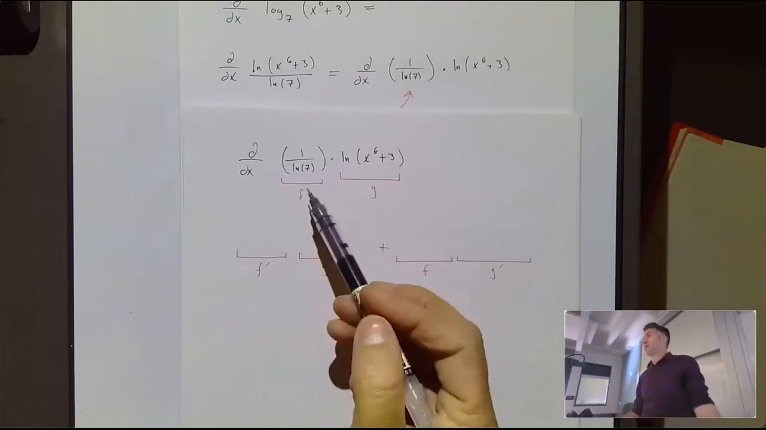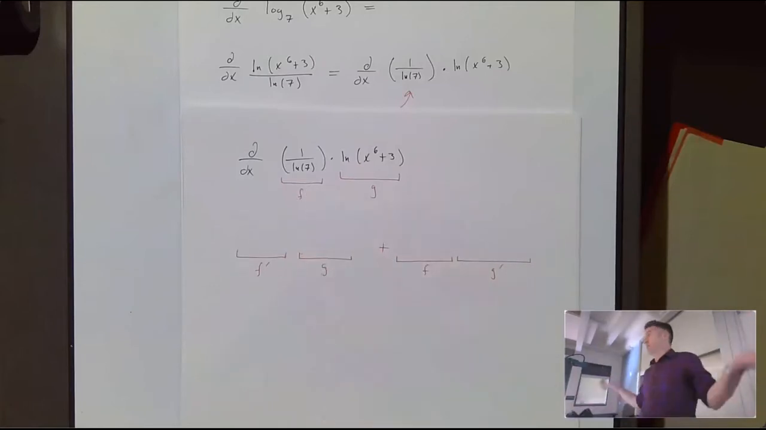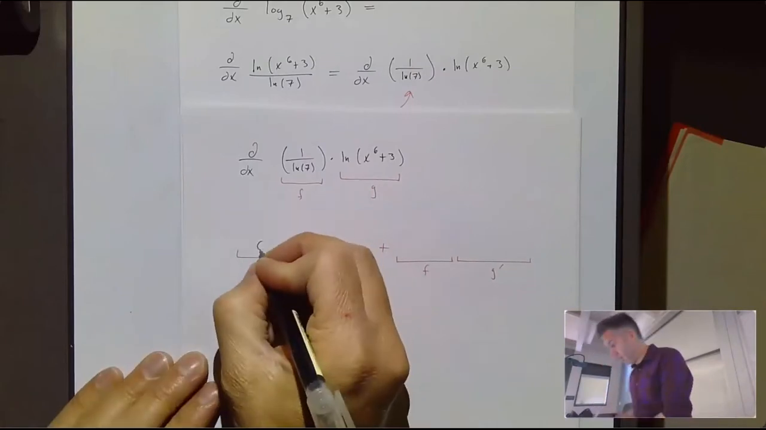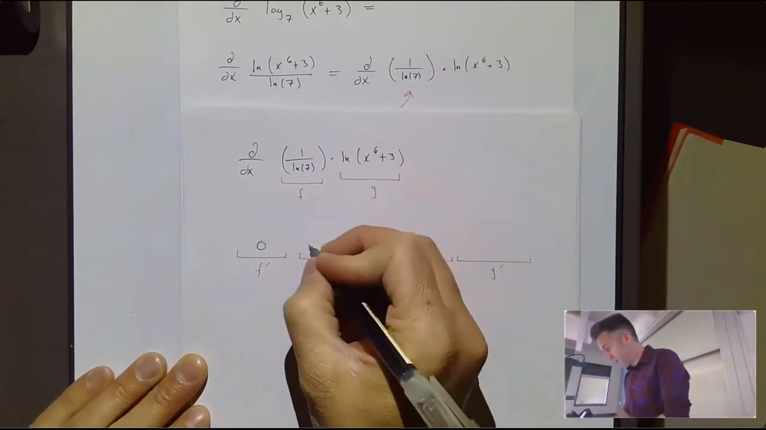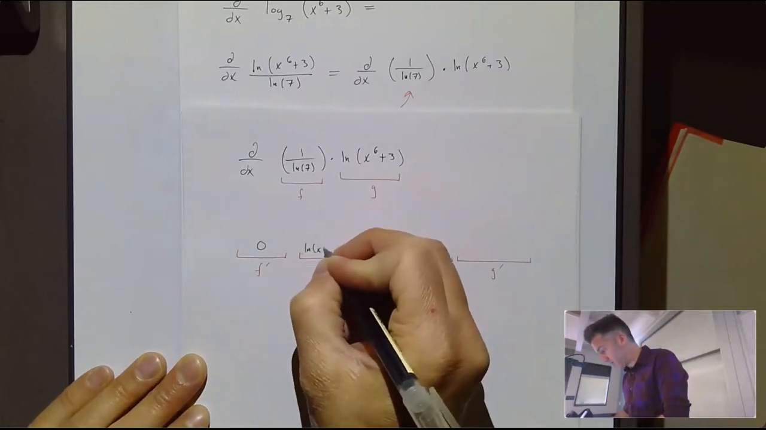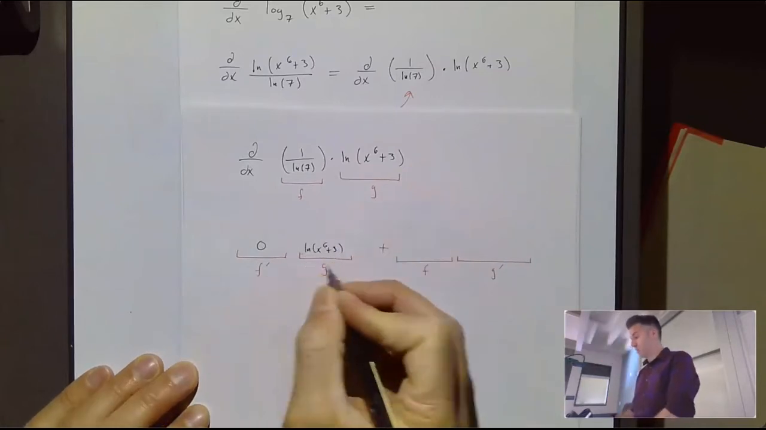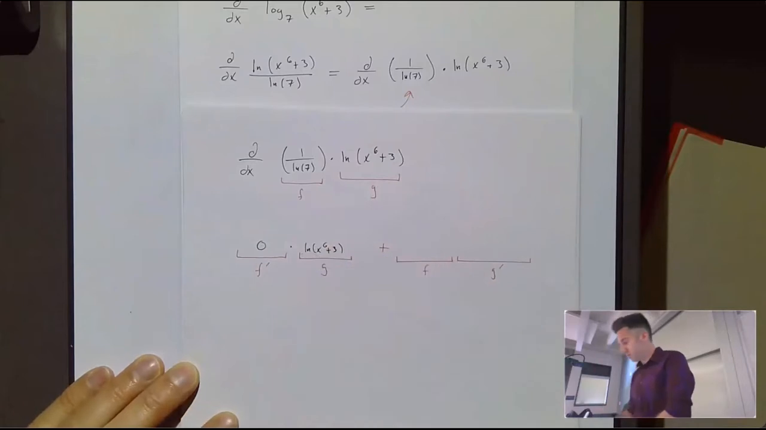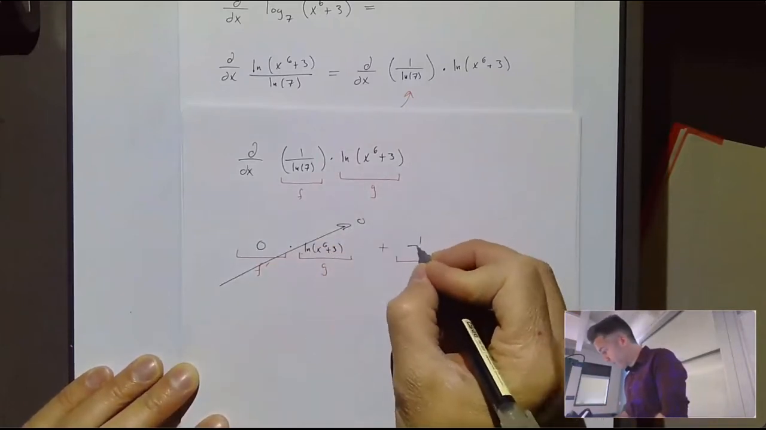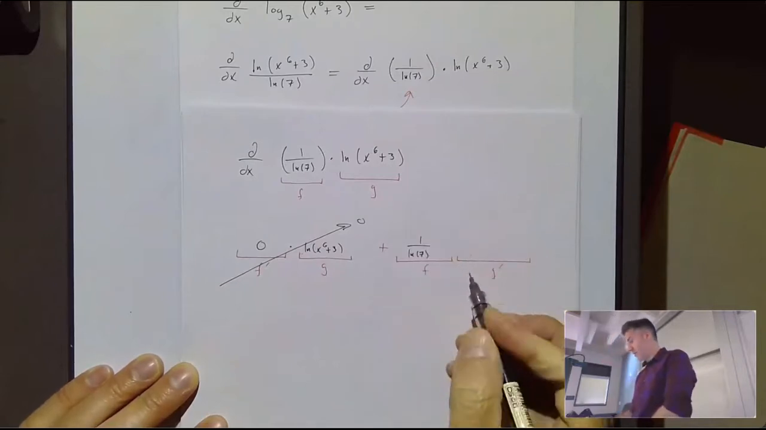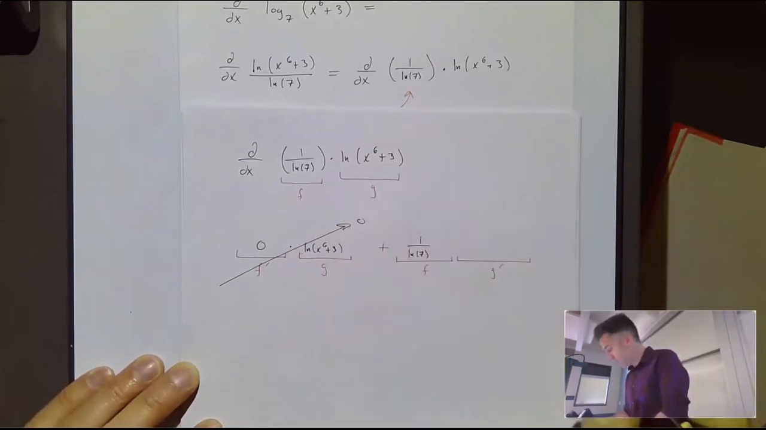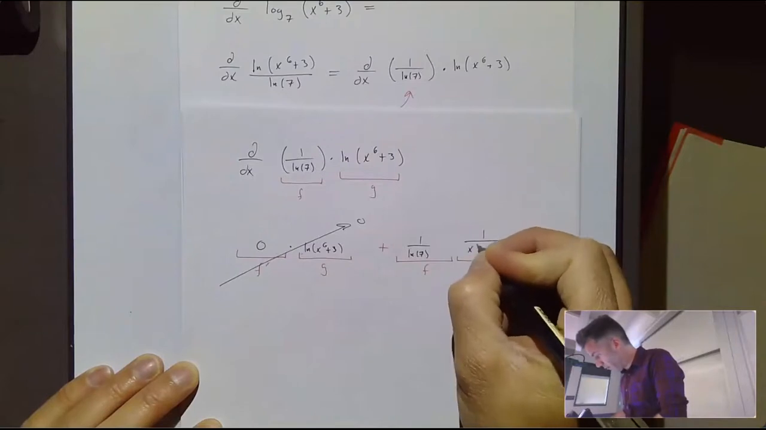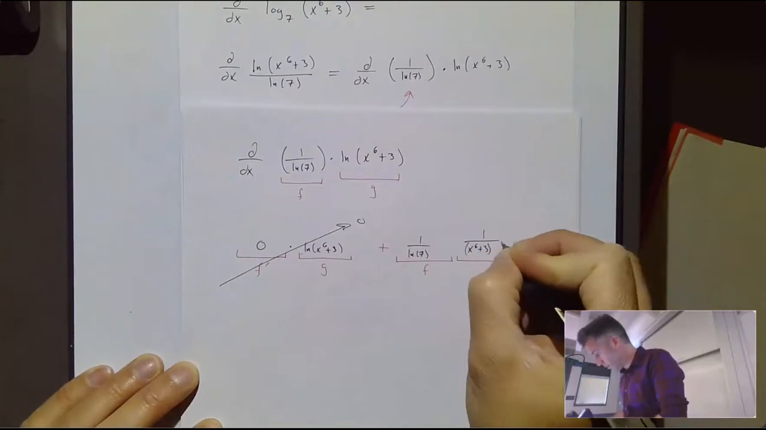Now, I don't know what this number is. It's 1 over some decimal thing, but it's something that never changes. So that derivative is 0. And then it doesn't really matter that that's natural log of x to the 6 plus 3, because this whole piece is 0. And then my f is 1 over the natural log of 7, and then the derivative of g is going to be 1 over the stuff times the derivative of the stuff.